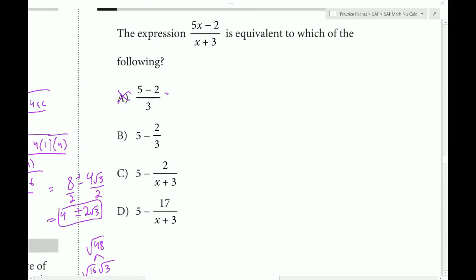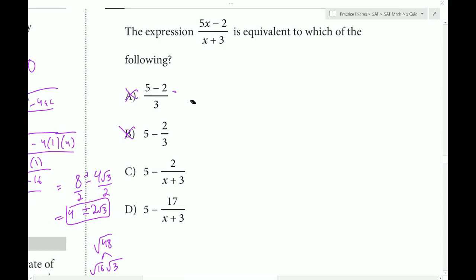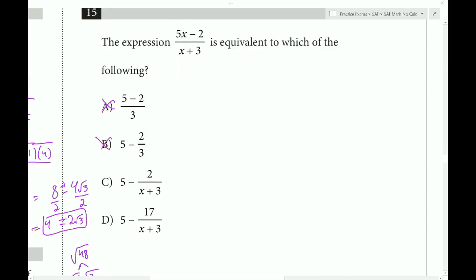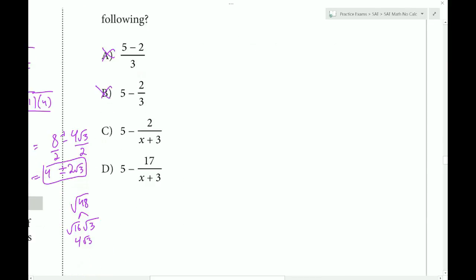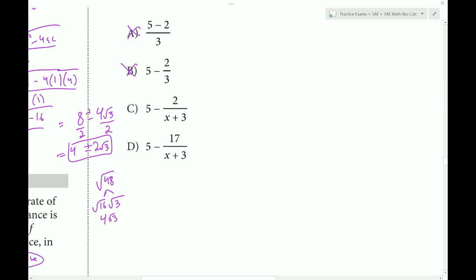Same thing goes for choice B. There's no x involved. This is something that you might get if you sort of cancel these out or something. Well, actually that would be choice A, but again, there's no reason to think that the x is going to disappear somehow. So these are sort of more promising. So the best way to combine these is to get a common denominator. And the way that I like to do this is with cross multiplication.